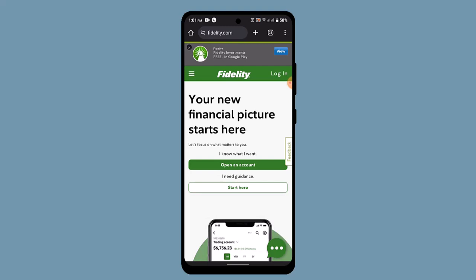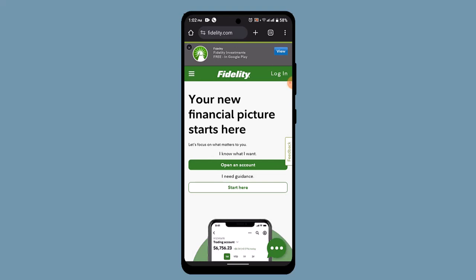Now, step number one in growing your money is investing in stocks and funds. Fidelity provides access to a wide range of stocks, mutual funds, ETFs, and other investment vehicles as well. You can invest in companies or sectors you believe will grow over time. Research and consider diversifying your portfolio to manage risk.